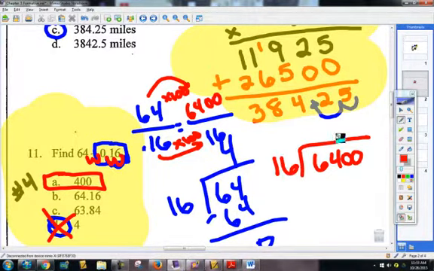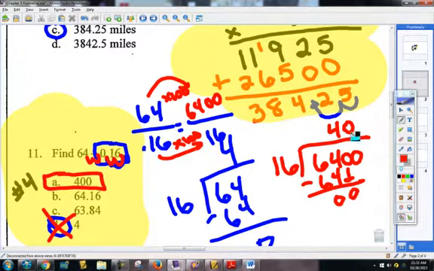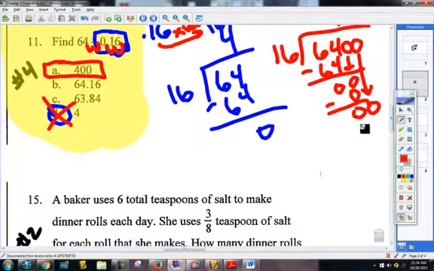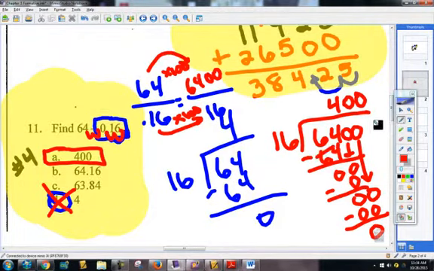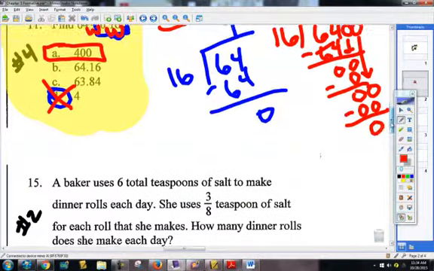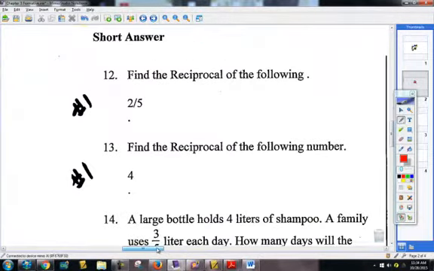16 goes into 64 4 times. Multiply around. Subtract, get 0. Bring down a 0. Can 16 go into 0? Nope. Multiply around. Subtract. Bring down a 0. 16 goes into 0, 0 times. Do I have anything else to bring down, without adding a decimal, that is? No, I do not. So the correct answer is A there. You must do whatever you did to your divisor to the dividend. You must do that same thing. All right. Number 12, reciprocals.